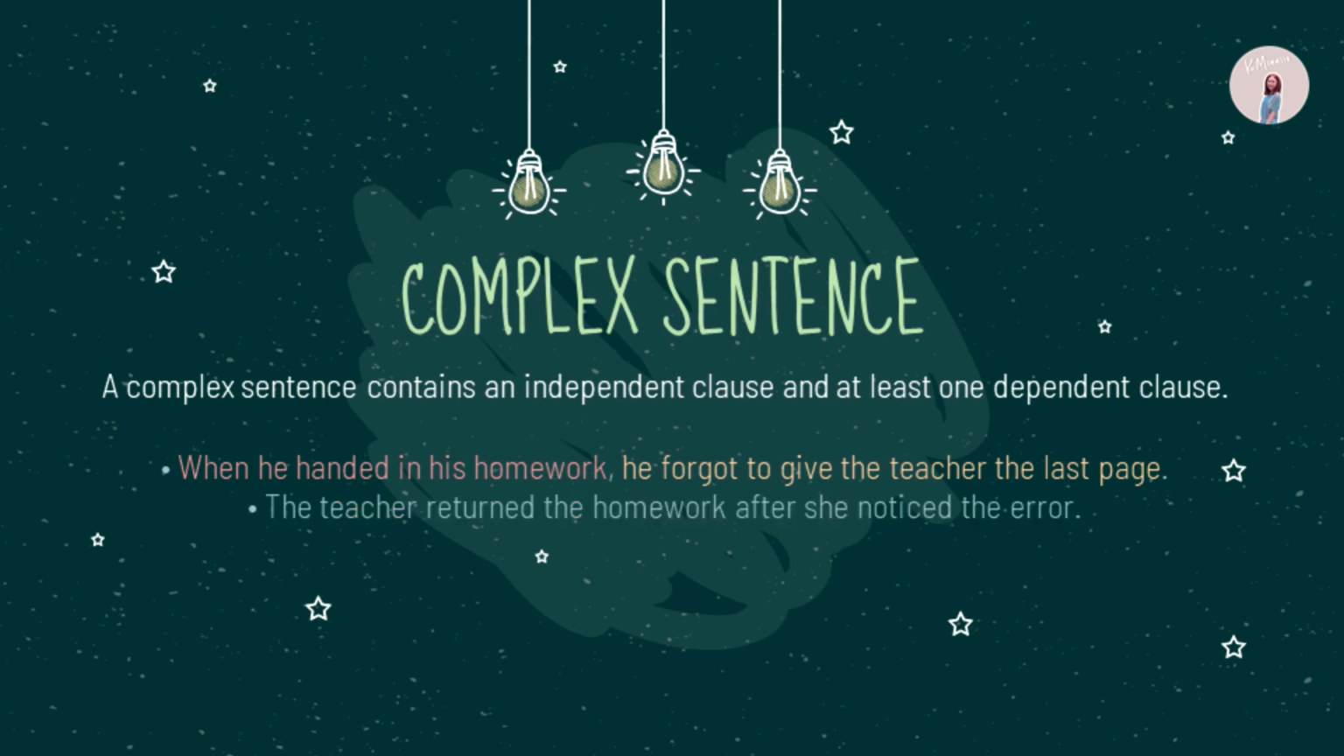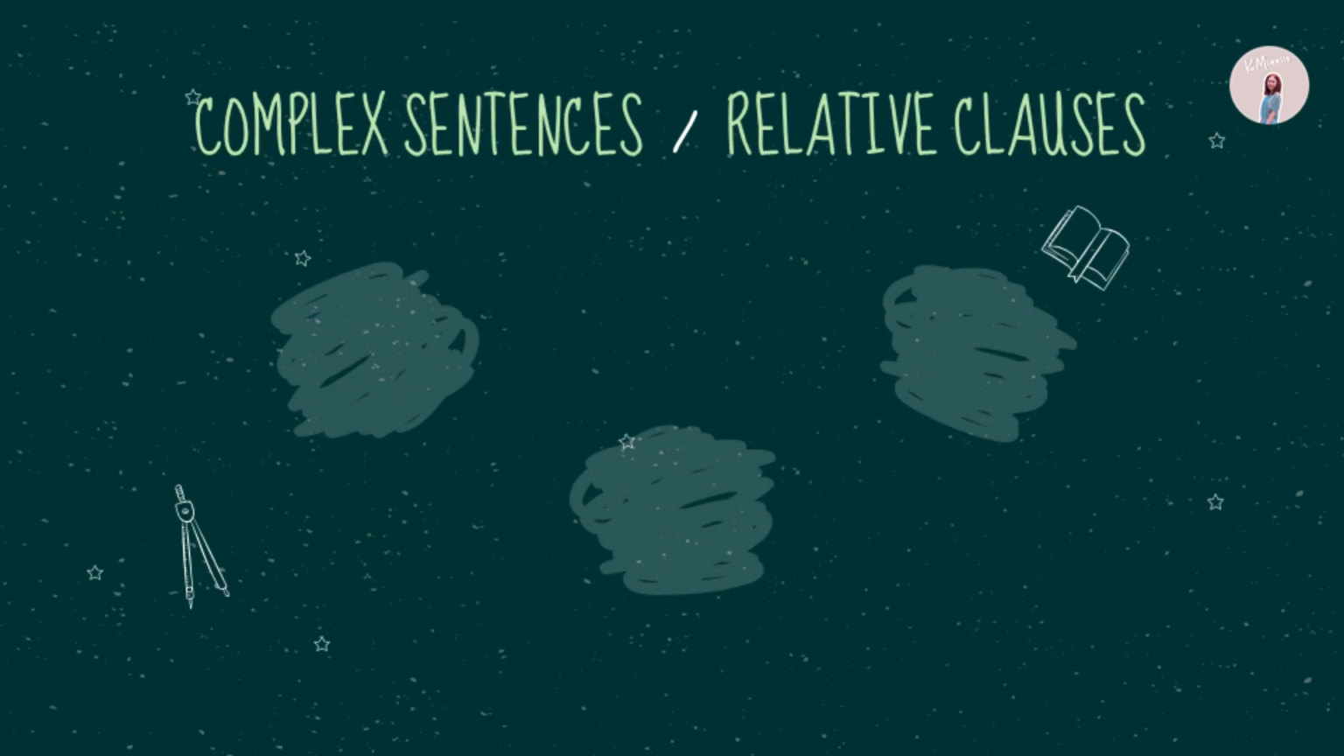The teacher returned the homework after she noticed the error. The clause, after she noticed the error, is a dependent clause, while the teacher returned the homework is an independent clause. Complex sentences can contain relative clauses. These clauses generally begin with relative pronouns such as who, which, and that. The relative clause acts as the dependent clause of a complex sentence.